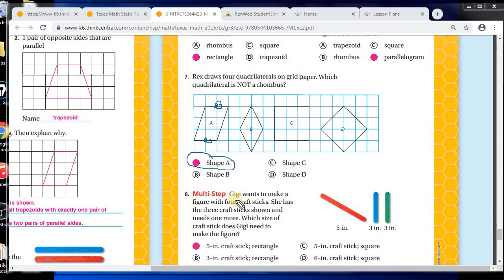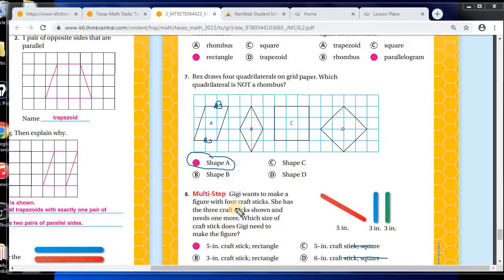So number 8, Gigi wants to make a figure with 4 craft sticks. She has 3 of the craft sticks shown and needs 1 more. Which size of craft stick does Gigi need to make the figure? So you need to look at what they're going to need here. Okay. Now you know they can't make a square because square has to have all 4 sides the same length, and you don't have that here. So you will need either another one of 3 inches or another one of 5 inches.